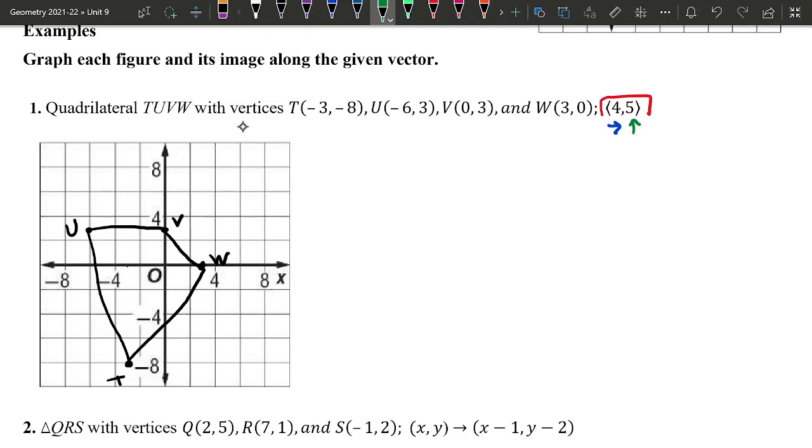So we can do that 2 ways. We can do it graphically, or we can do it algebraically. I find algebraic being the better method, the method less likely to make mistakes. So for all of these points given, I'm going to take the change in x, the 4, and add 4 to all of the x values. And then I'm going to take the change in y, 5, and add 5 to all of the y values.